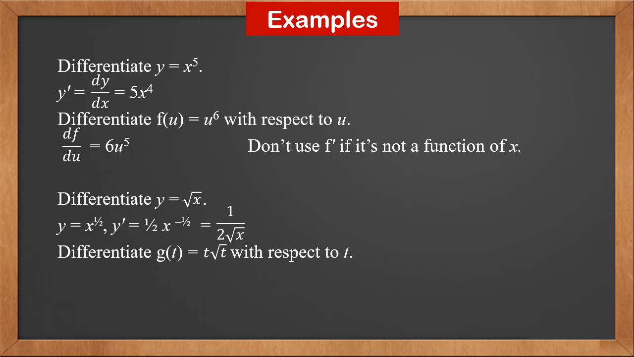Differentiate g of t equals t times root t with respect to t. Now let's change it to the power form. T times root t is t to power 3 over 2. So dg over dt is 3 over 2, times t to power half. This is good enough. If you want, you can go ahead and write it as 3 over 2 root t.